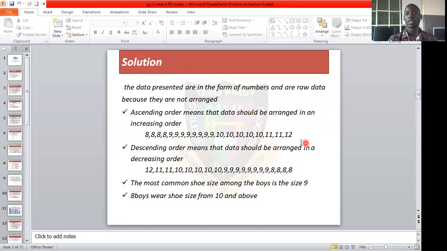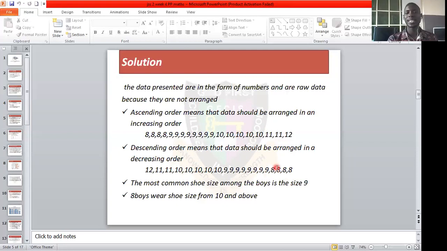You can see 8, 9, you arrange all the 9s, you arrange all the 10s, and you arrange 11s, and you pick the highest number, which is 12. So the descending order means that data should be arranged in a decreasing order, that is from the highest number down to the lowest, down sliding. From the highest to the lowest, coming down. So it is well arranged.